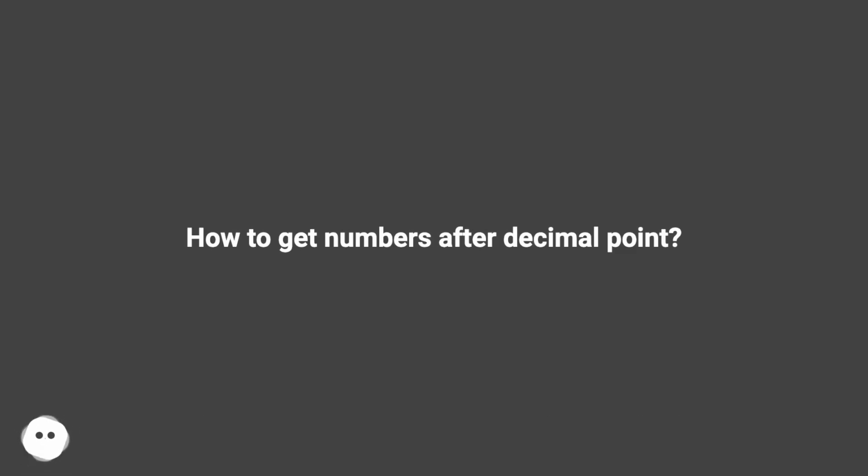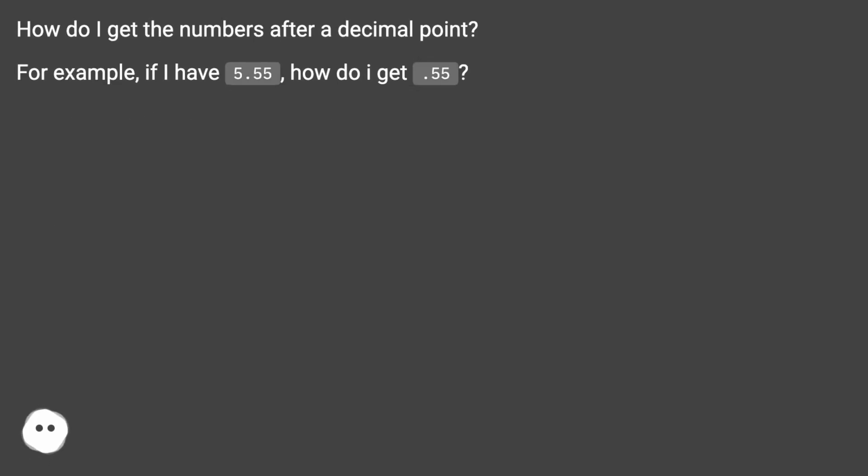How to get numbers after decimal point. How do I get the numbers after a decimal point? For example, if I have 5.55, how do I get .55?